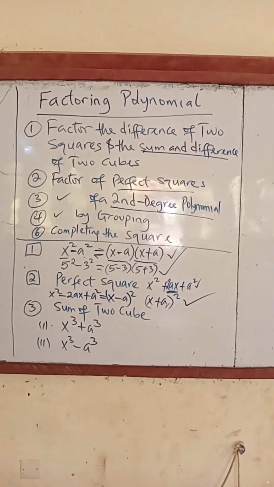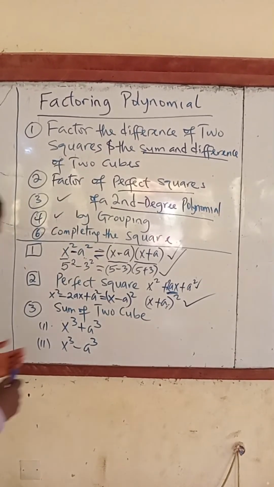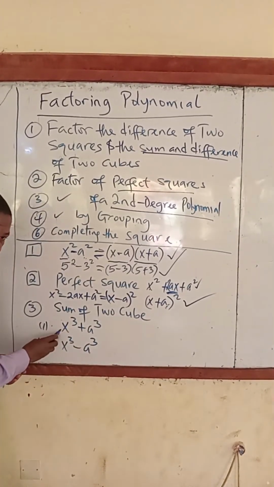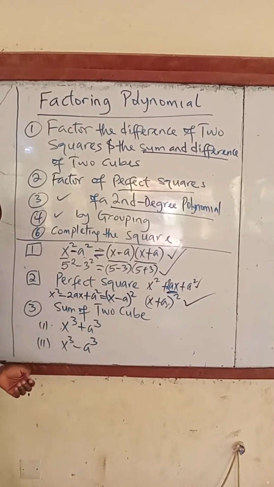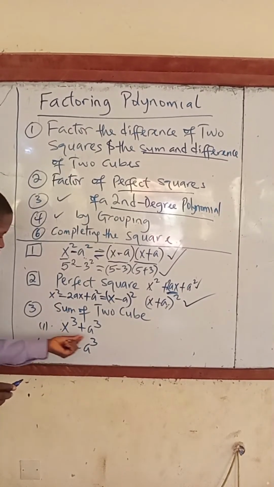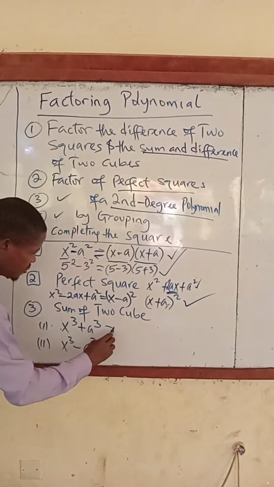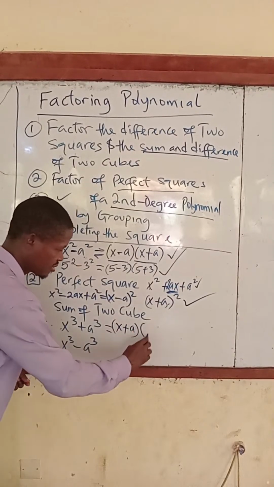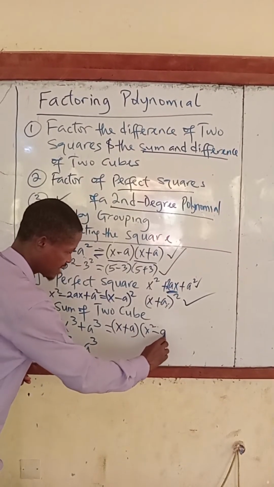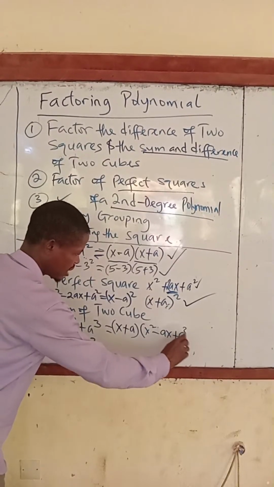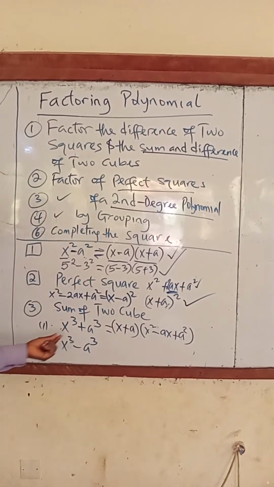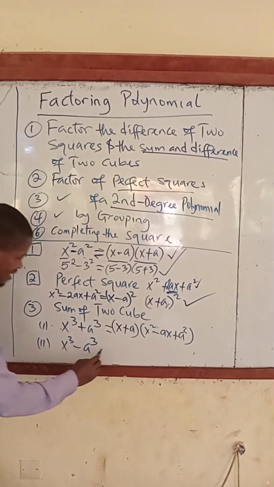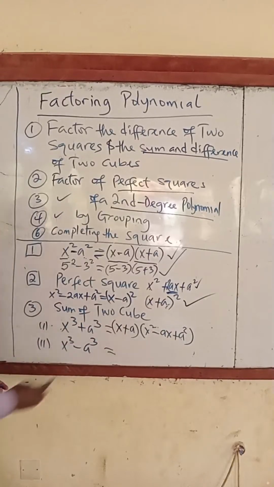For the sum of two cubes, you have x cubed plus a cubed. x cubed plus a cubed is going to give you x plus a times x squared minus ax plus a squared. That's for the x cubed plus a cubed. Let's see the difference of two cubes.